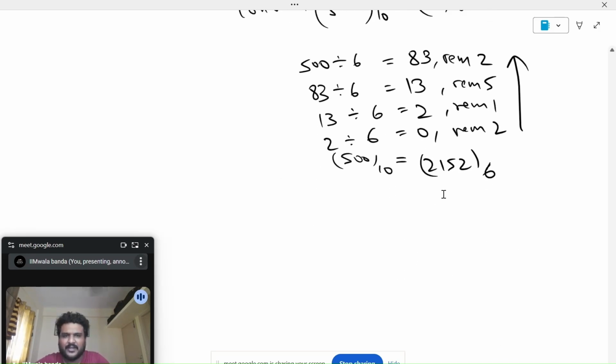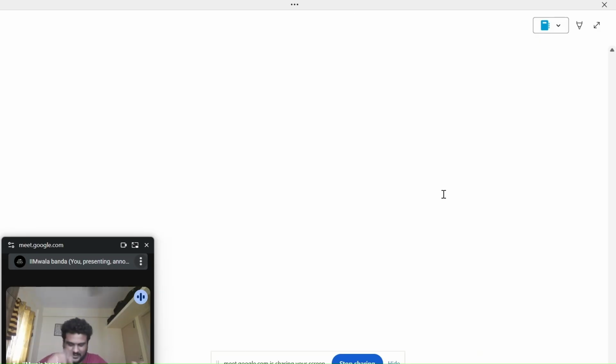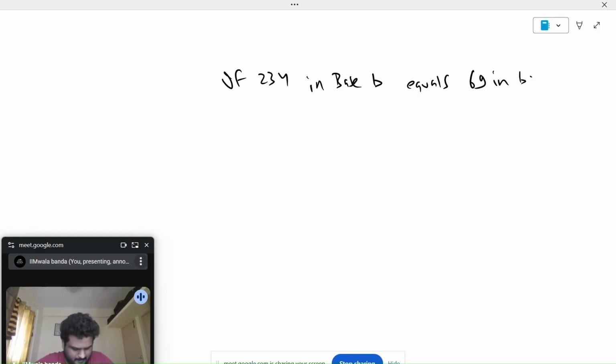This is enough practice. It's not as complicated as it looks. How will CAT use it? It will take it one level higher. So if 234 in base B equals 69 in base 10, find B. We are moving to base 10. So first technique, moving out of base 10, second technique. So now basically it is what?